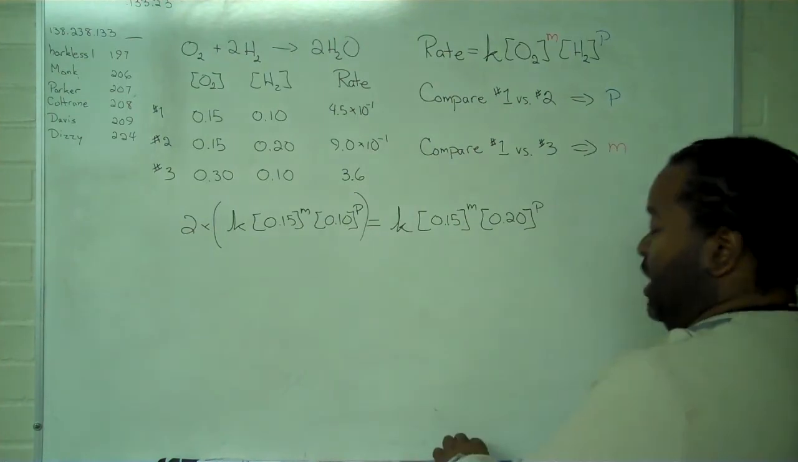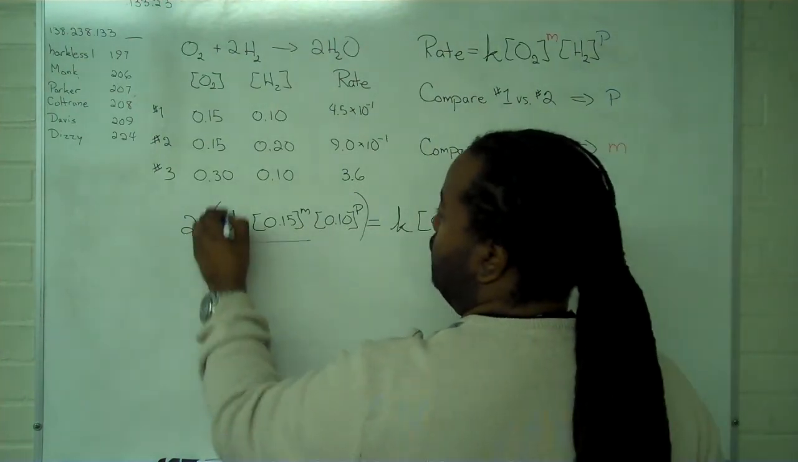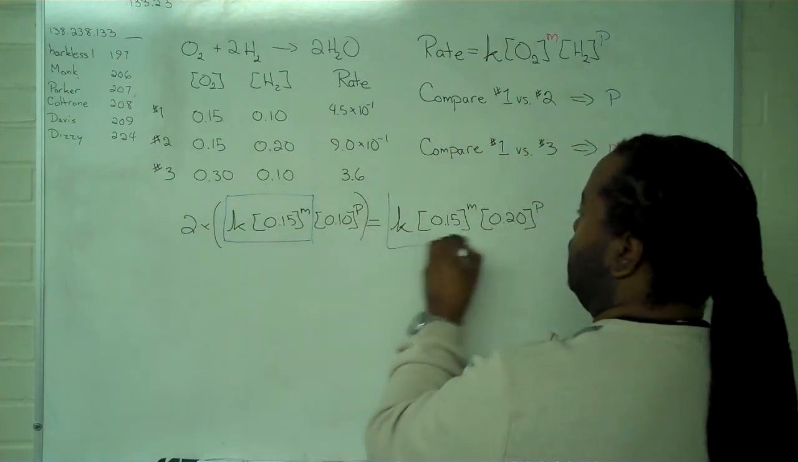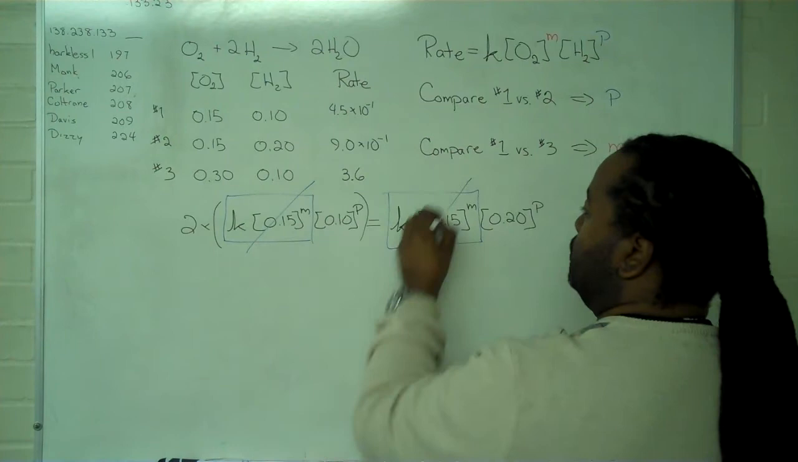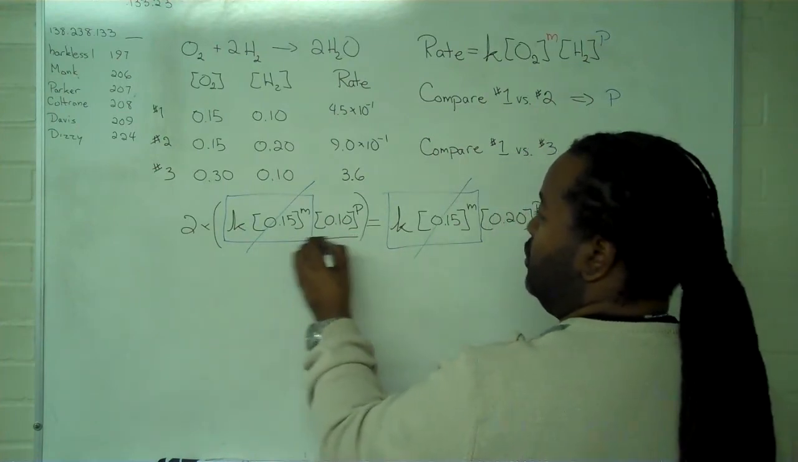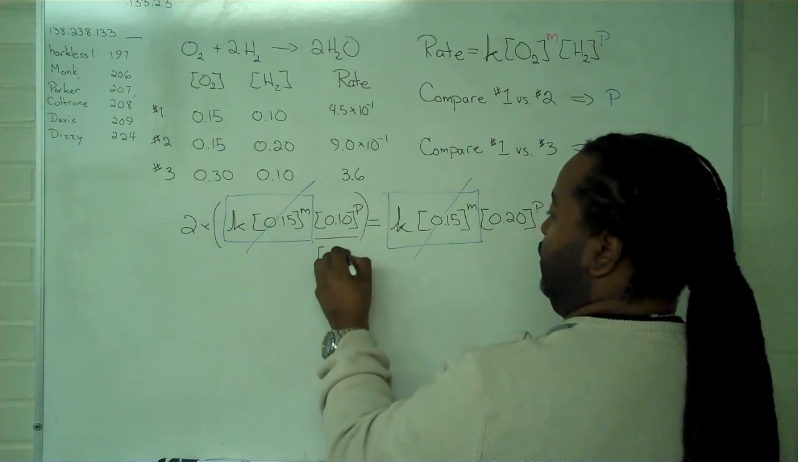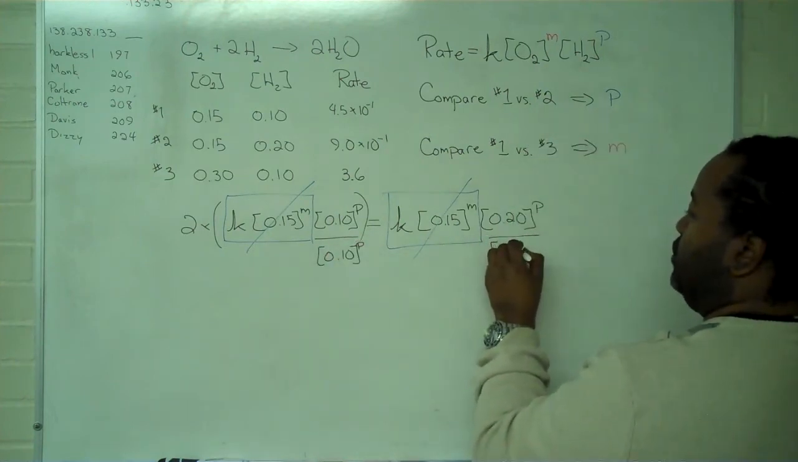So now, by way of comparison, I can find things to cancel out. This quantity and this quantity will both cancel. Because I want to solve for P, I'm going to isolate that variable. I'll divide both sides by 0.10 raised to the P.